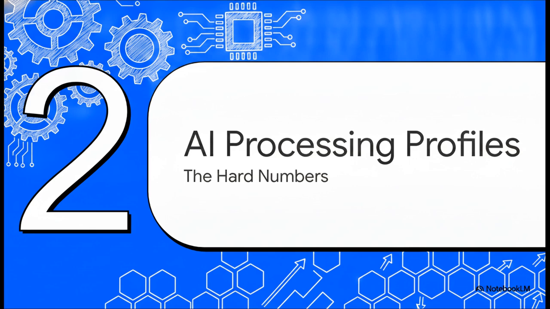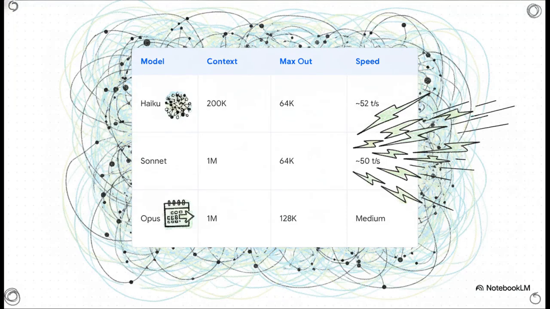Moving right along to Section 2, AI processing profiles, the hard numbers. Okay, so those are the fun, artistic metaphors, but we're actually building real applications here, so let's look at the hard technical realities of these models. What's really wild is the sheer scale of the context windows. Both Sonnet and Opus boast a massive 1 million token context window, while Haiku sits at a very efficient 200,000. Also, definitely take note of those updated knowledge cutoff dates. Opus 4.8 has the freshest data, reaching all the way to January 2026. And look at the speeds. Haiku is just ripping fast at around 52 tokens per second.